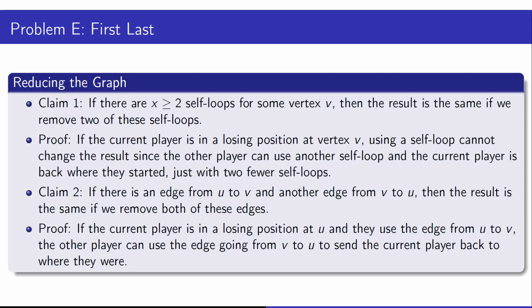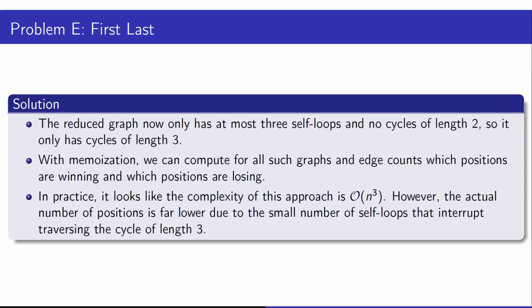So we repeatedly remove edges of this form, and then we can show that the reduced graph now has at most 3 self-loops and no cycles of length 2, so it only has cycles of length 3. Now, the graph is simple enough, pun potentially intended, that we can just memorize the winner for all of the possible graphs that result.